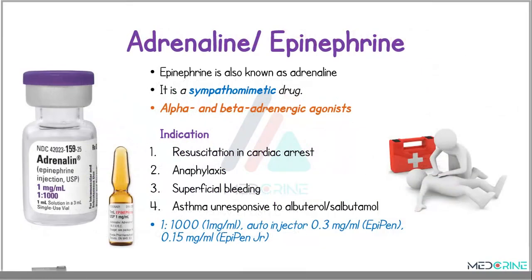Number one drug is adrenaline or epinephrine. Adrenaline is a sympathomimetic drug which is an alpha and beta adrenergic agonist. It is used in resuscitation in cases of cardiac arrest, anaphylaxis, superficial bleeding, and asthma which has been unresponsive to albuterol and salbutamol.